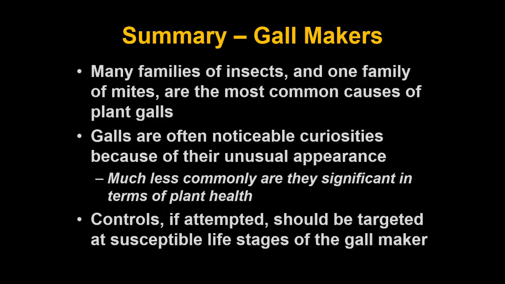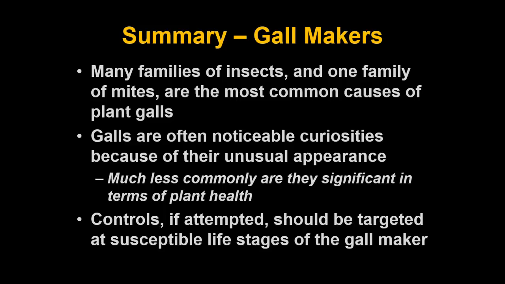So, in summary, we're talking about gall makers. There are many families of insects, and one family of mites, the eriophyid mites, that are the most common cause of a plant gall. Almost always it's some kind of insect or mite. And these are usually quite specific in terms of the plants they occur on. So it is possible, if you learn your gall-making insects, you can identify the plants when you see the gall, because they will be found on one kind of plant or another kind of plant.